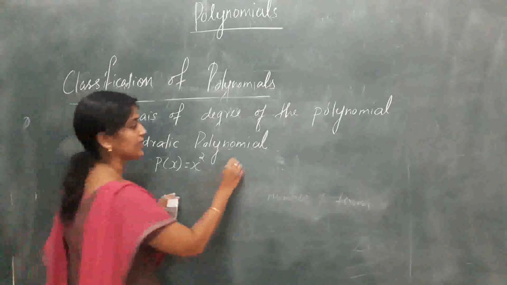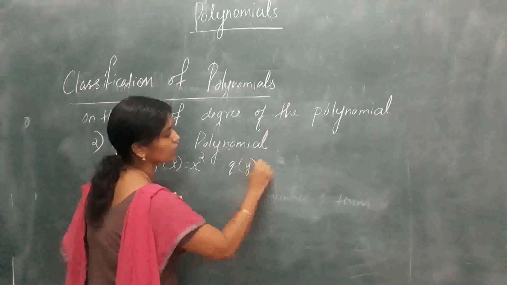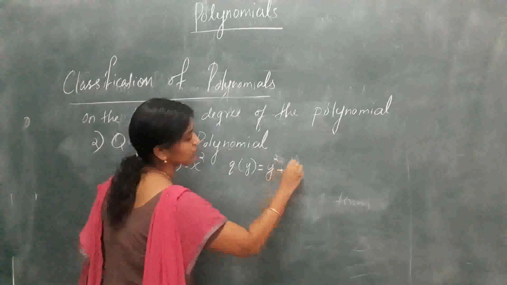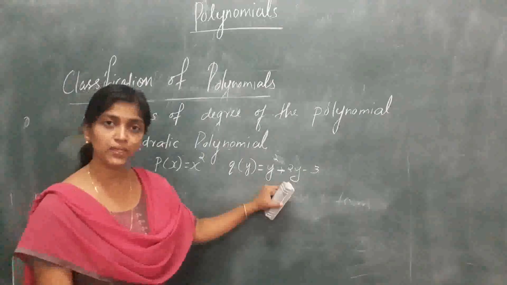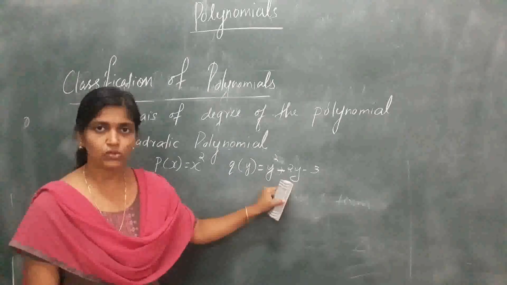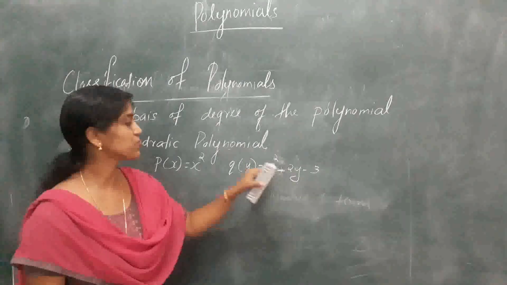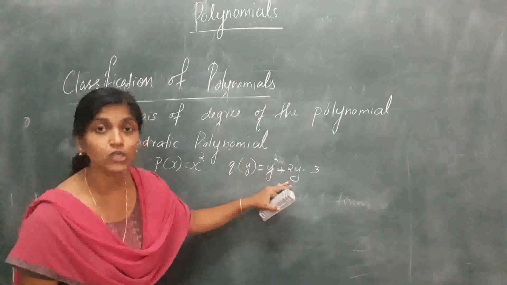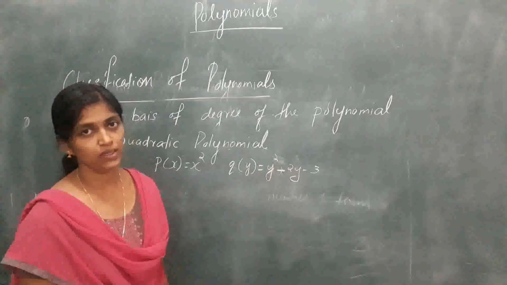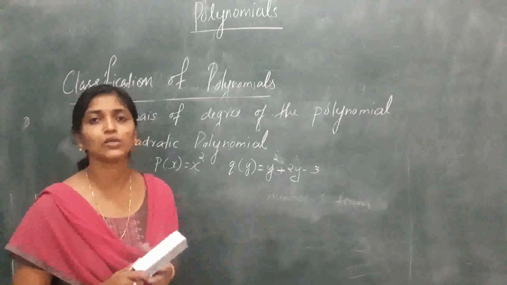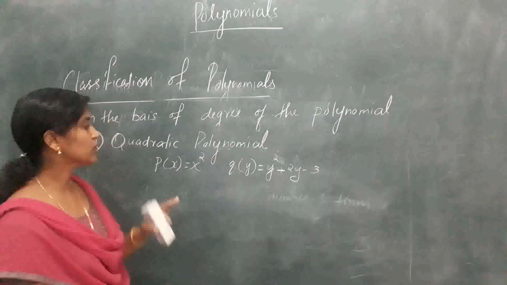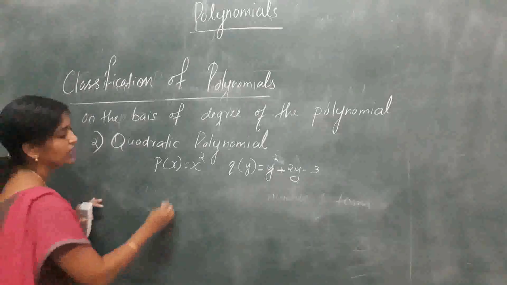Now I can take another example, some q of y is equal to y square plus 2y minus 3. What is the highest power of the variable here? It is 2. So its degree is 2, which means that it is an example for quadratic polynomial. So quadratic polynomial means it is a polynomial whose degree is equal to 2. And also we will study its general form.